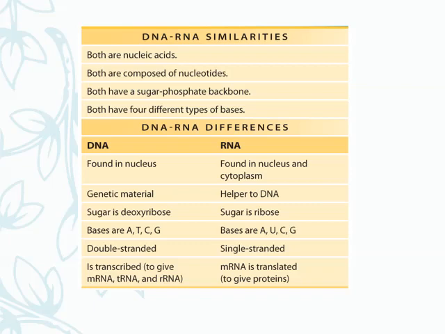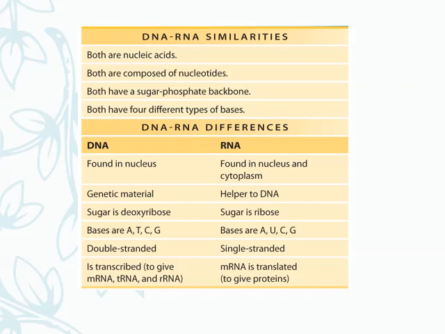Let's look at the similarities between DNA and RNA. They're both chemically classified as nucleic acids. They both consist of nucleotides. They both have sugar phosphate backbones, and they both have 4 different types of nitrogenous bases. Now let's look at the differences.